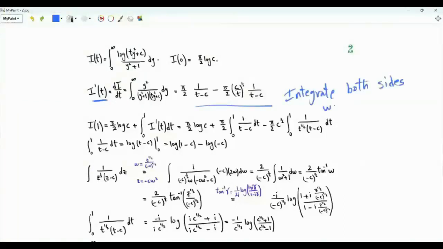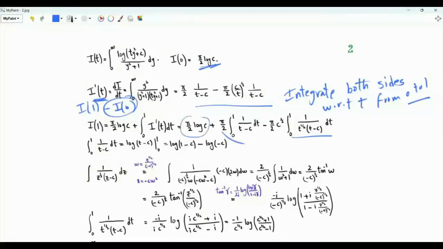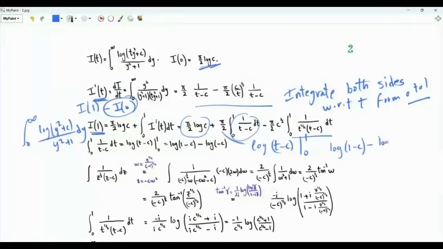Integrate both sides with respect to t from 0 to 1. So from here we get I of 1 minus I of 0. And I of 0 is pi over 2 log c. We get these two integrals, which when added to pi over 2 log c, give us I of 1, the integral from 0 to infinity of log (y squared plus c) over y squared plus 1. This integral is log of t minus c. When we use the limits of integration, we get log of 1 minus c minus log of minus c.